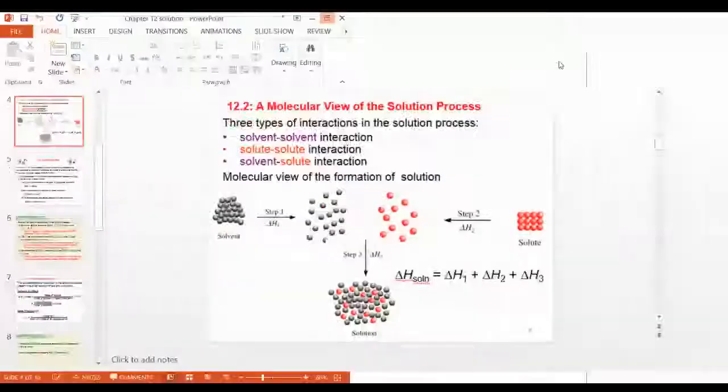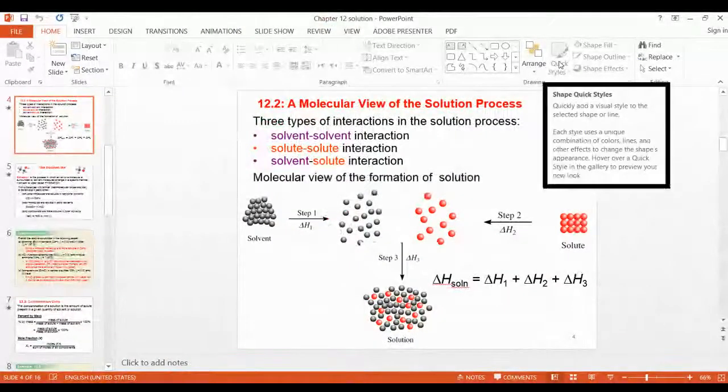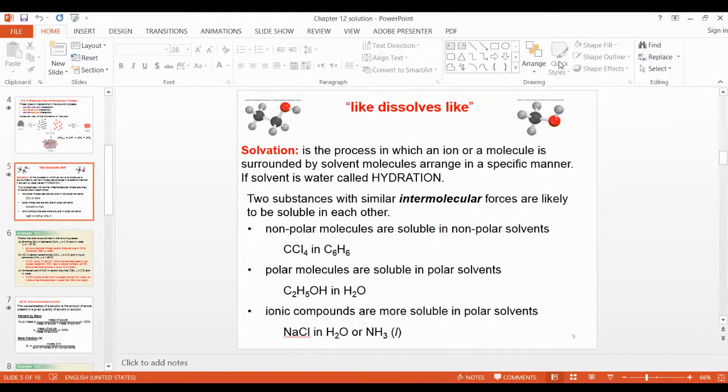Okay, chapter 12 is related to solutions, right? How the solutions are formed, as I told you in the beginning, solute and solvent. The interaction between solute and the interaction between solvent. When they are combined together, you will get a solution. So, okay, like dissolves like.